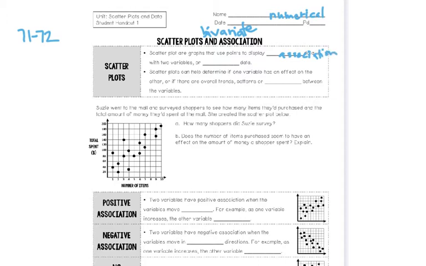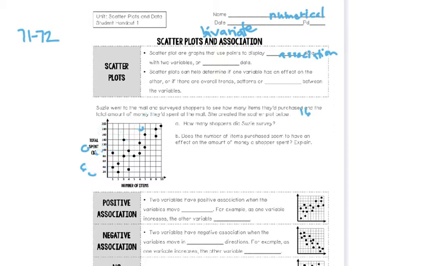So here in this scatter plot, it says Susie went to the mall and surveyed shoppers to see how many items they'd purchased and the total amount of money they'd spent at the mall. She created the scatter plot below. How many shoppers did Susie survey? Just from looking at this, we can see there is a point of data here, here, here. So we could essentially just count those points of data, right? So we have 1, 2, 3, 4, 5, 6, 7, 8, 9, 10, 11, 12, 13, 14, 15, 16. So we have 16 points of data.